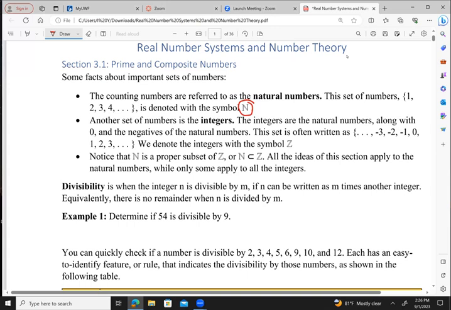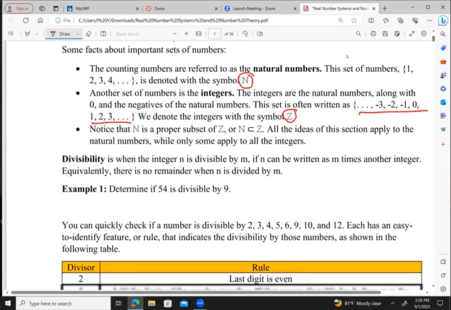Another set of numbers is the integers. These integers are natural numbers along with zero and the negatives of the natural numbers. This set will often be written in this form here, and we denote this with kind of a double looking Z. Now notice that N is a proper subset of Z. All the ideas of this section apply to the natural numbers, while only some apply to all the integers.